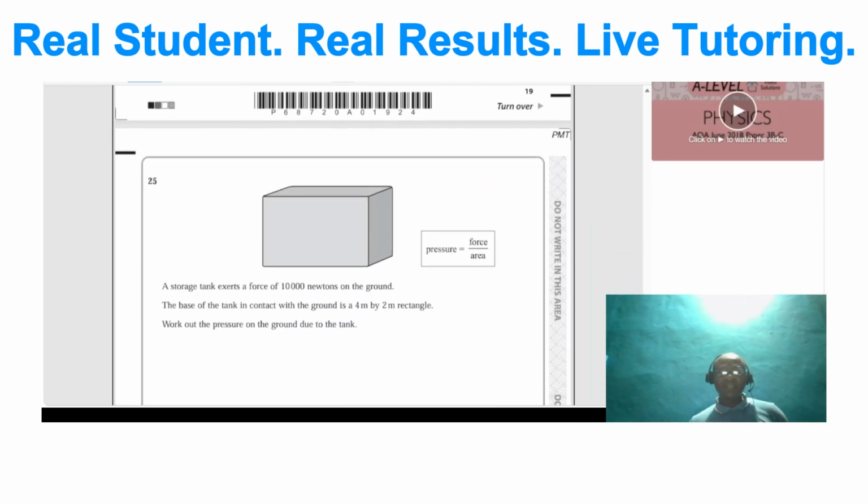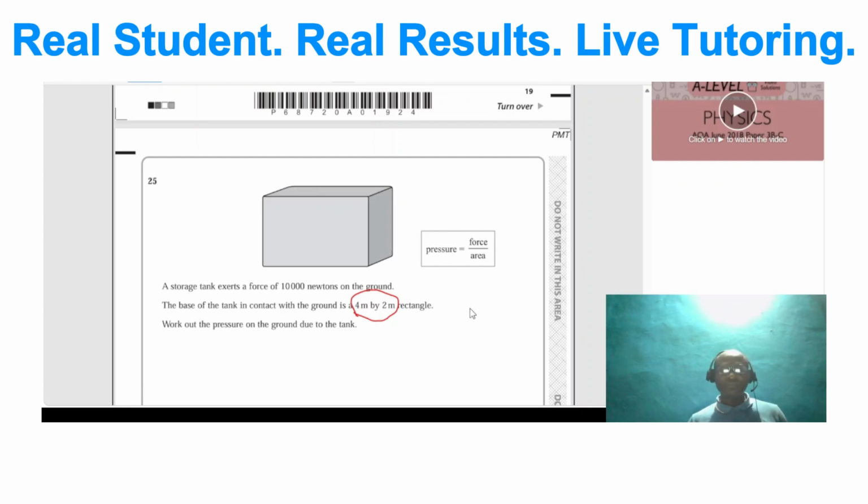Here is to find the pressure. You say a storage tank exerts a force of 10,000 newtons on the ground, okay? So the base of the tank in contact with the ground is 4 meters by 2 meters, and it's a rectangle. So the base is given to us. What it means is that the length is 4. So what is your answer in the first place? Work out the pressure on the ground due to the tank.